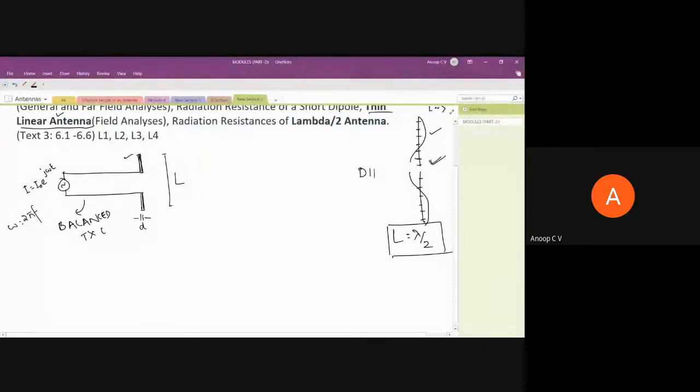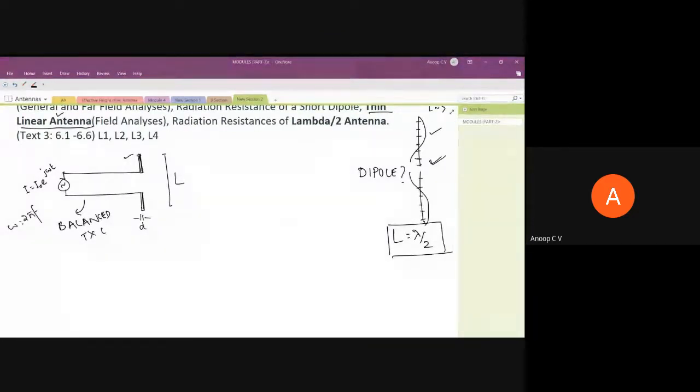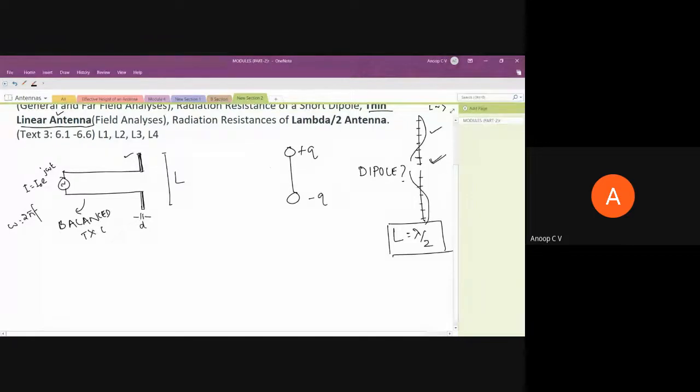The term dipole. Can you tell me what a dipole is, as far as electronics or physics is concerned? Can anyone tell me? Yeah, what is a dipole? You might have studied it in smaller classes itself. Dipole is nothing but two equal and opposite charges separated by a distance, right? Am I correct? That's what you might have learned. So there will be two charges, say plus Q and minus Q, separated by a distance. That is a dipole.